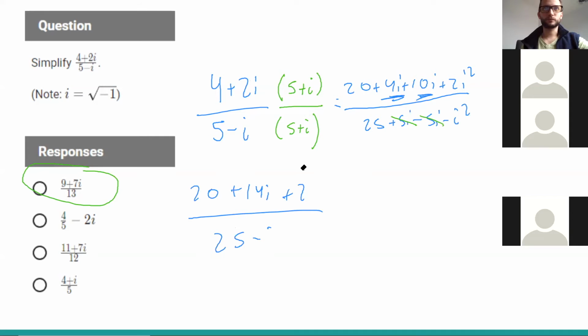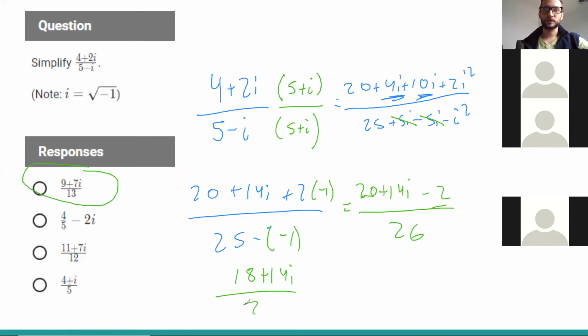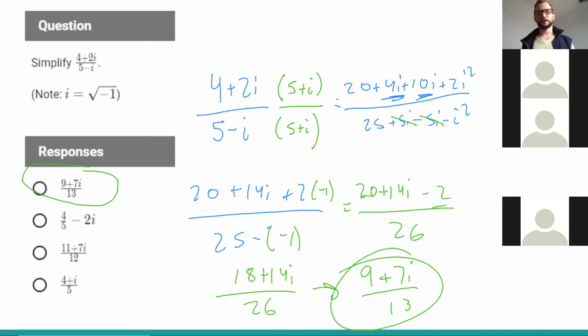So that just leads to 20 plus 14i, and then 2 times negative 1 is minus 2, and then 25 minus negative 1 is plus 1, so it's 26. So ultimately, 20 minus 2 is 18 plus 14i over 26. And at this point, you can see, okay, 18, 14i, 26, what do they all have in common? A 2, and you can pull that out. So that's going to give you 9 plus 7i over 13 as our final answer.